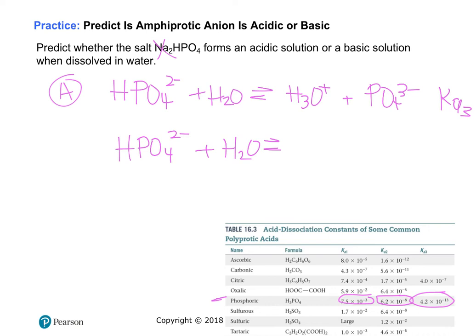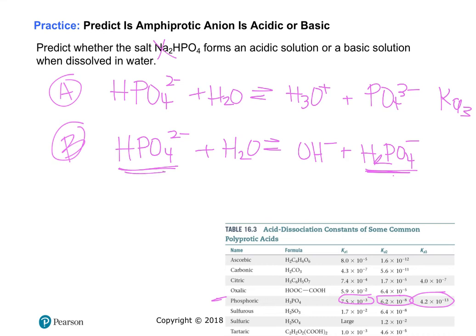Now when we look at it acting like a base, we want to think about it gaining a hydrogen. So now it's going to become H2PO4 minus and hydroxide. So what do we have here? We have hydrogen phosphate and dihydrogen phosphate. And so that's our conjugate acid-base pair. So if we look at it written, if we look at it going backwards, the second hydrogen would come off to form hydrogen phosphate.